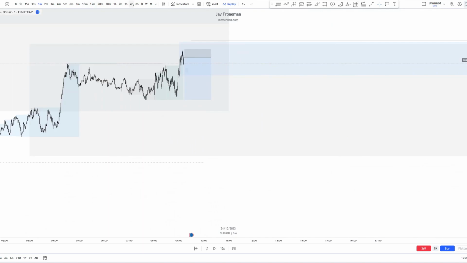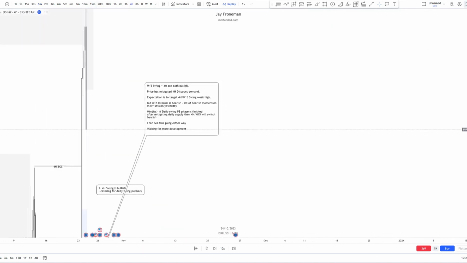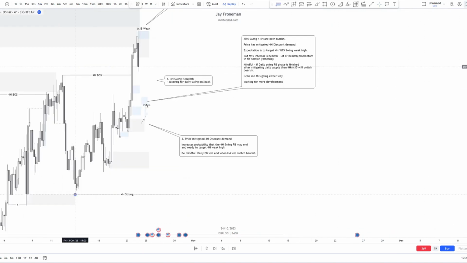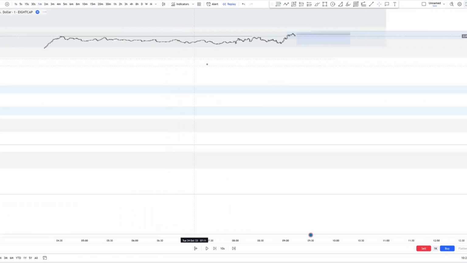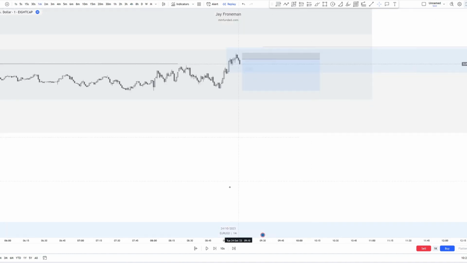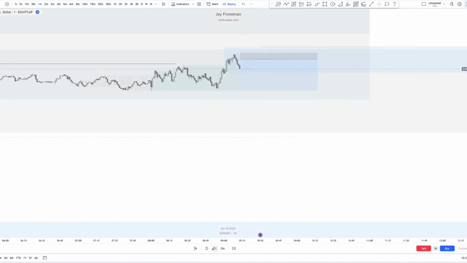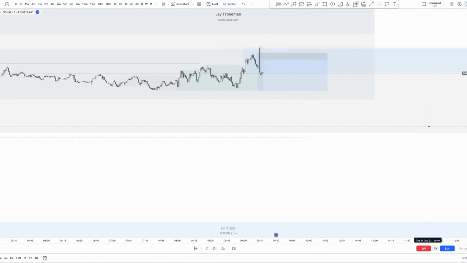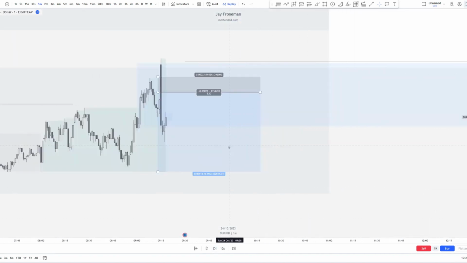And we can determine that by hopping over to the 4-hour, and you can mark out your 4-hour range. The expectation is to mitigate discount of that 4-hour range. Okay, so back onto the 1 minute. We then tapped in. We were tapped in and immediately tapped out.